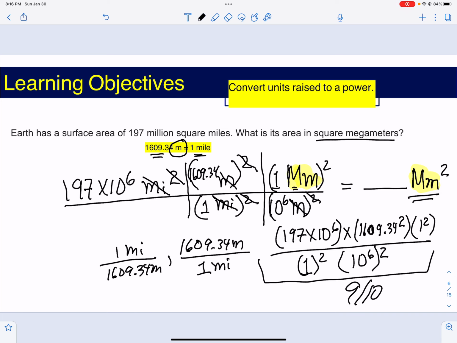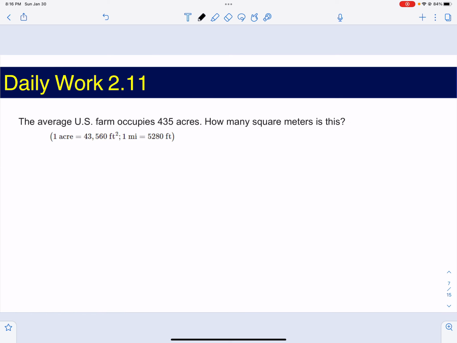So with that said, go ahead and work on that one. Given 435 acres, can you say how much that is in square meters? The information you're given is basically acres to square feet and miles to feet. So how can you use that information to connect everything you need to connect? If you need to go to the big table that we used at the beginning in one of the previous recordings, then make sure you go there and find whatever you need to find.